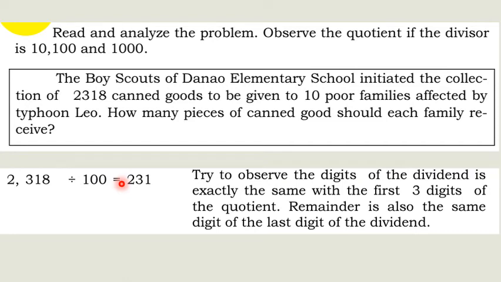It's only 10, 10 for the family. So we remove one zero first; this is not included. Notice here, with 10, try to observe that the digits of the dividend are exactly the same as the first 3 digits of the quotient. The remainder is also the same as the last digit of the dividend. Since 10 has only one zero, we start at the right of 2,318 and remove one digit. So what remains is 231.